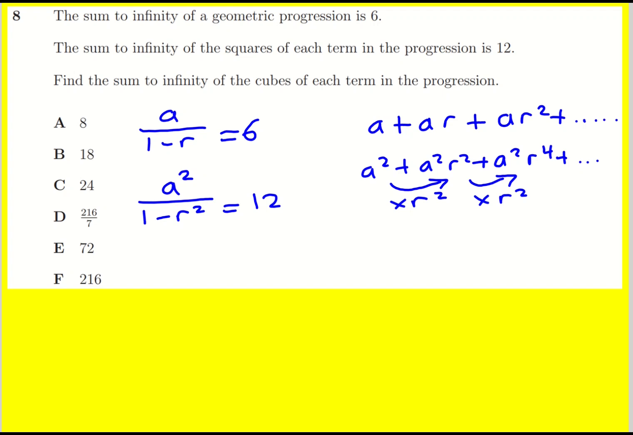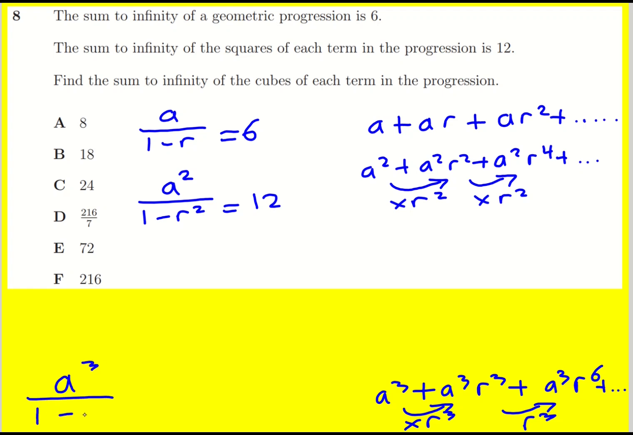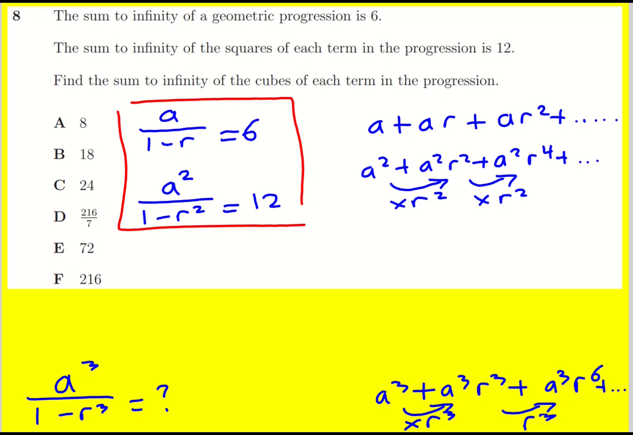And what we're actually trying to find is the sum to infinity of the cubes. So that would be a cubed plus a cubed r cubed plus a cubed r to the 6. And guess what? This is also a geometric progression, which is now timesing by r cubed each time. So what we want to find is a cubed over 1 minus r cubed. We've got these two equations to deal with. So I'm going to times through. a is going to equal 6 minus 6r.